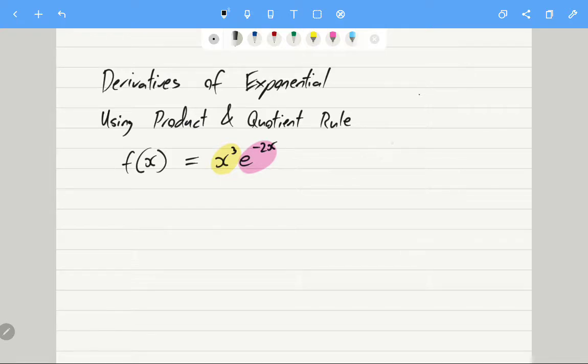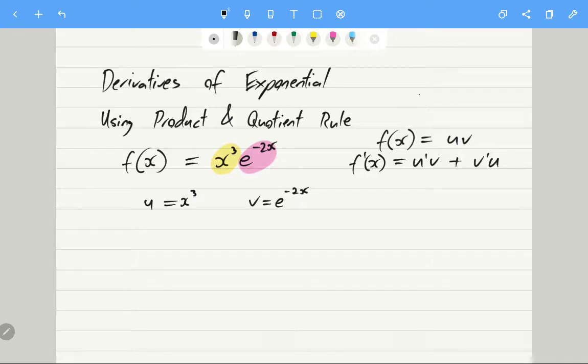So to remind myself, if I have a function f of x is equal to uv, well then f dash of x is going to be the derivative of u times v plus the derivative of v times u. Slightly different version on your formula sheet, but they're all the same thing in the end. So in this case, we just need to work out what u and v are. So u is equal to x to the 3, v is equal to e to the negative 2x.